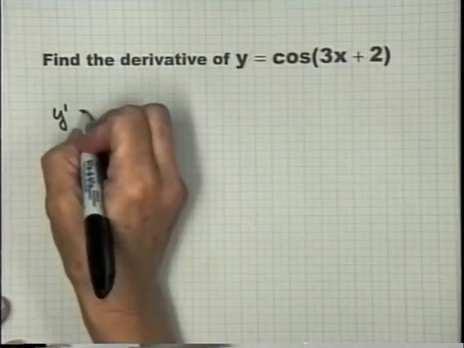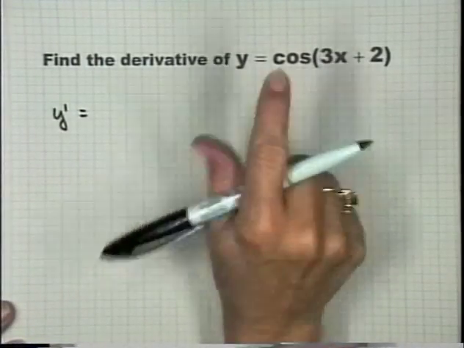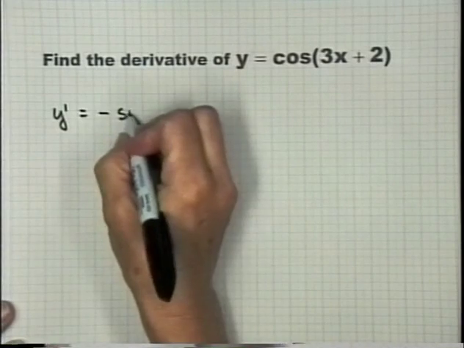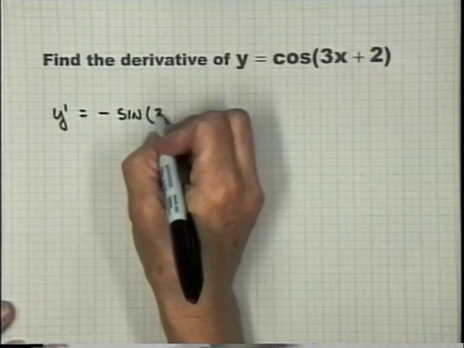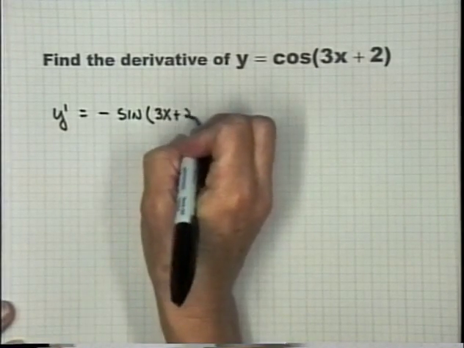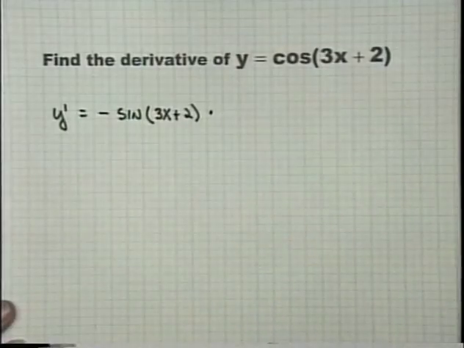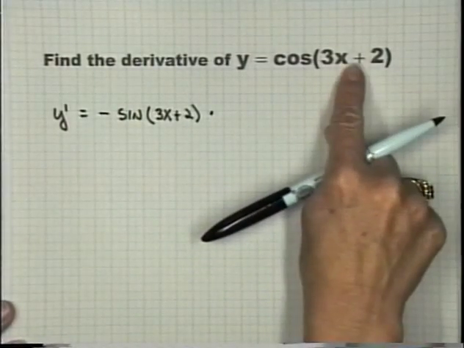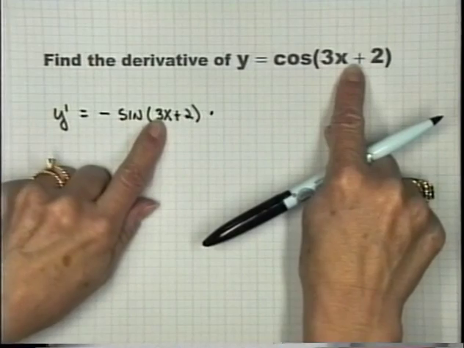So if we're doing the derivative of a cosine function, it is negative sine. And again, this argument, notice, is not changing. I'm just writing that argument down exactly like it was. The derivative of a cosine is negative sine, same argument.